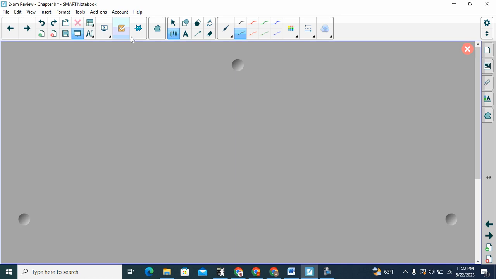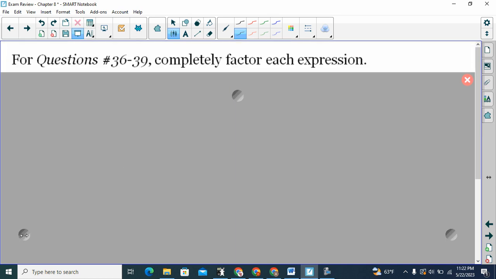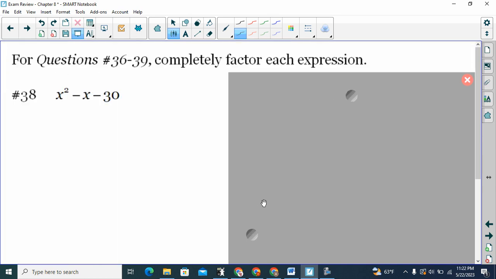Last two, number 38. We were asked to completely factor x squared minus x minus 30. We need to find two numbers. They should multiply to negative 30 and add up to negative 1. There's lots that multiplies to 30. Maybe you first think about 10 times 3. Problem is 10 plus 3 is 13. 10 minus 3 is 7. I can't get 1.